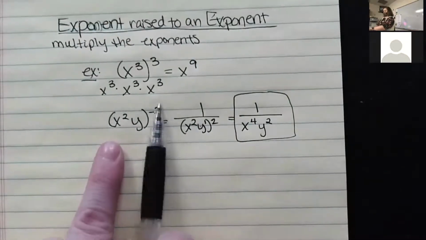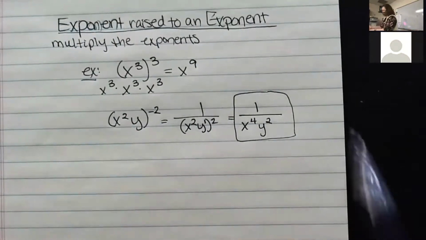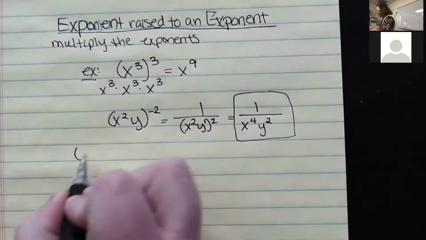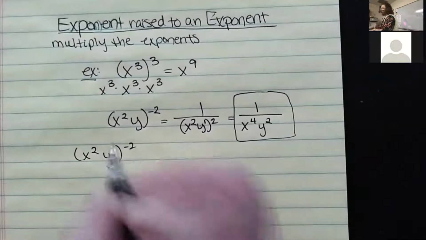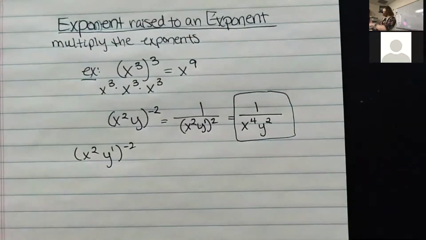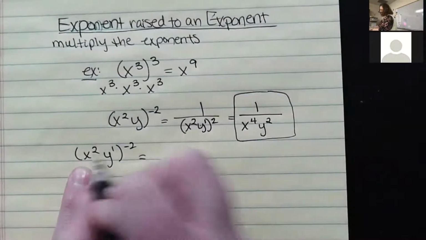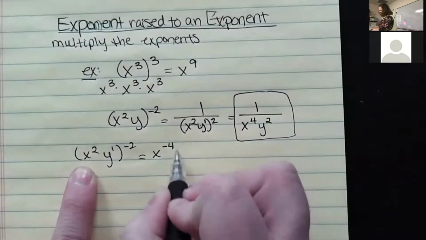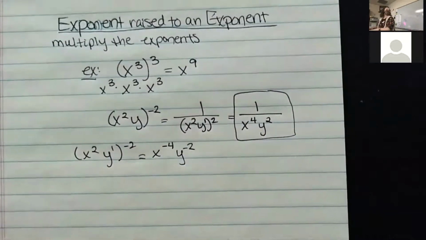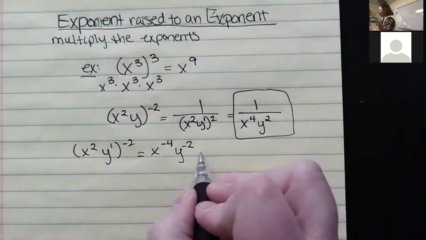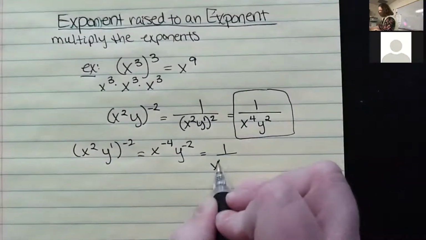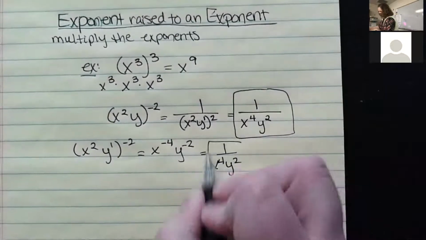Now, if you didn't want to move this exponent downstairs right away, you could have started working this out. And you could have seen that this has an exponent of 1. And you could multiply. So I have x to the negative 4, y to the negative 2. They're not happy upstairs. Where do they need to go? Downstairs. Am I going to end up with the same answer? Yes.